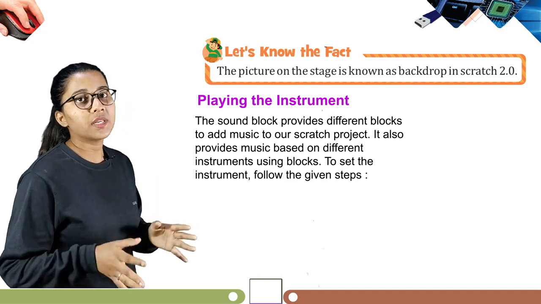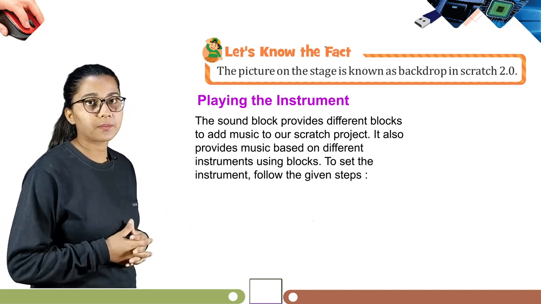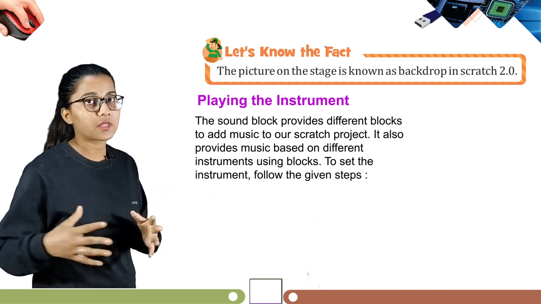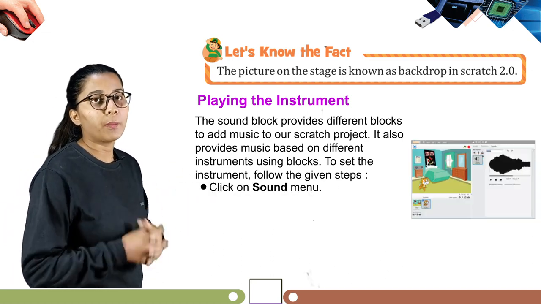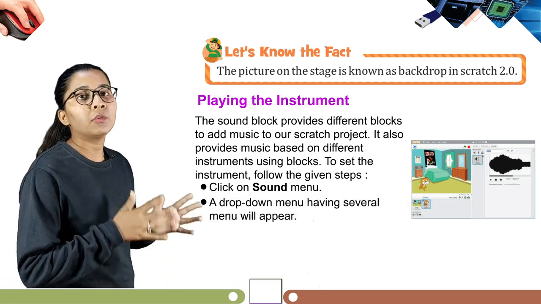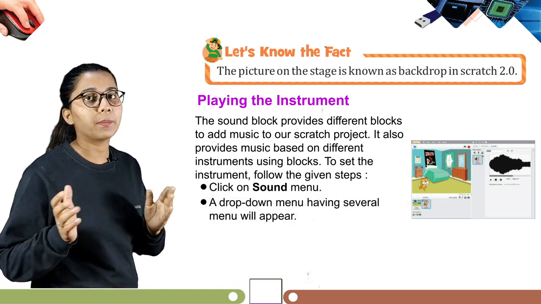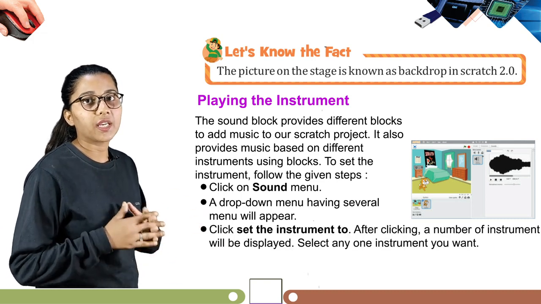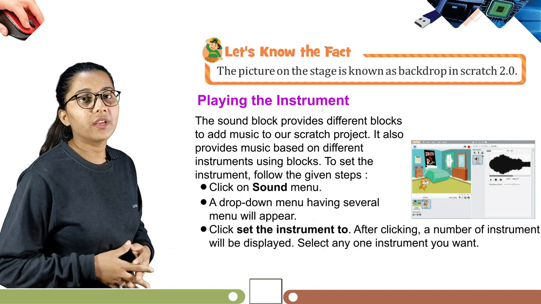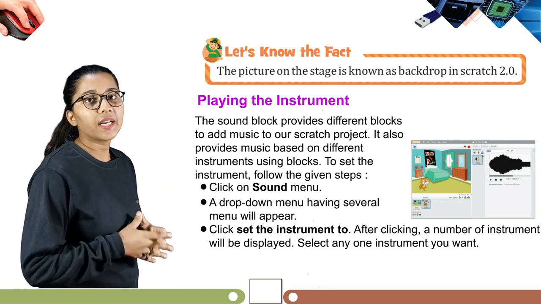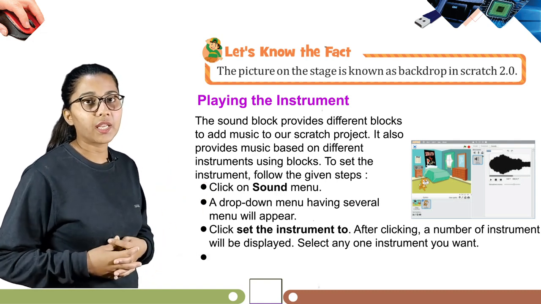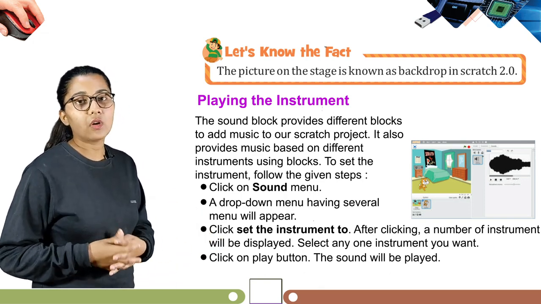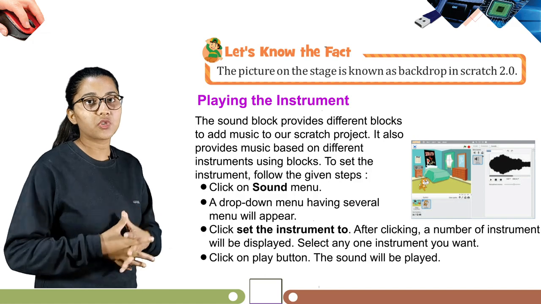To set the instruments, follow the given steps. To add music to your Scratch project, you have to follow these steps. First, click on sound menu, then a drop down menu having several menus will appear. Then click set the instrument to. After clicking, a number of instruments will be displayed. Select any one instrument you want, then click on play button, the sound will be played. So this is how you add music to your Scratch project.